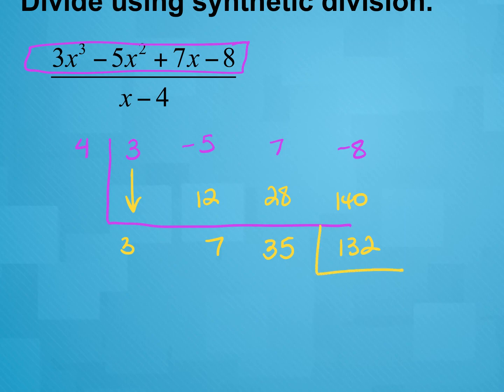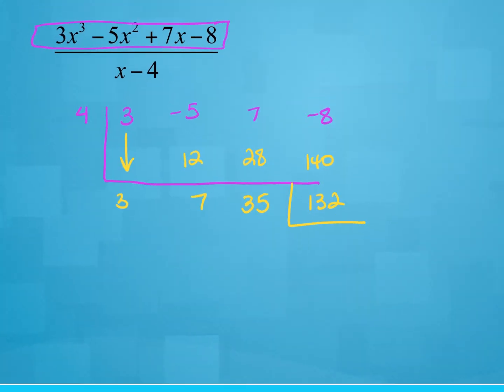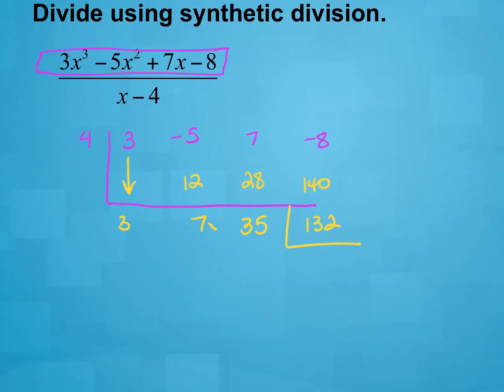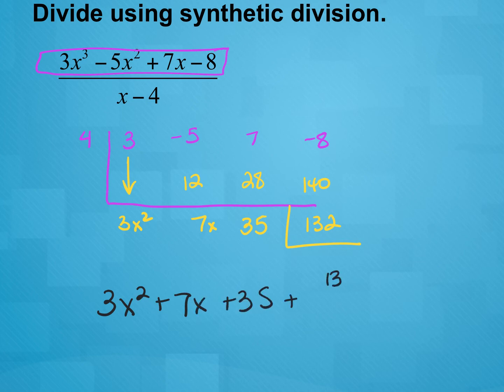Here's my remainder. The 35 stays as the constant. The 7 gets the x. The 3 gets the x squared. So my answer is 3x squared plus 7x plus 35 plus 132 over x minus 4.